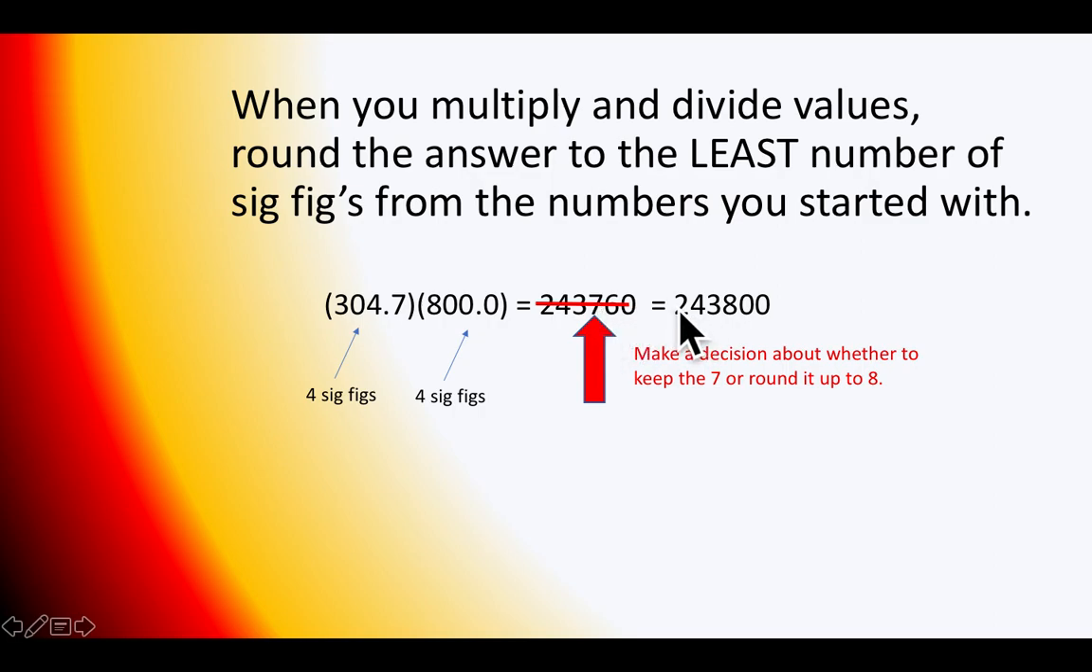So that's how I end up with a sig figs answer from this multiplication of 243,800. Both of these values had 4 significant figures to start with, so our answer has 4 significant figures.